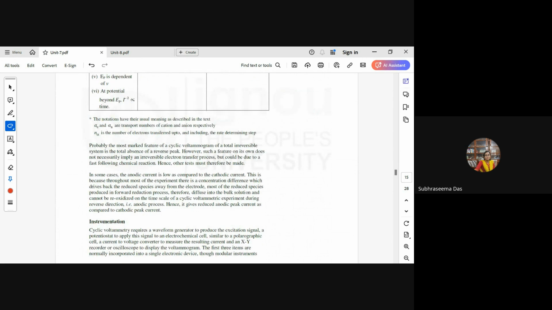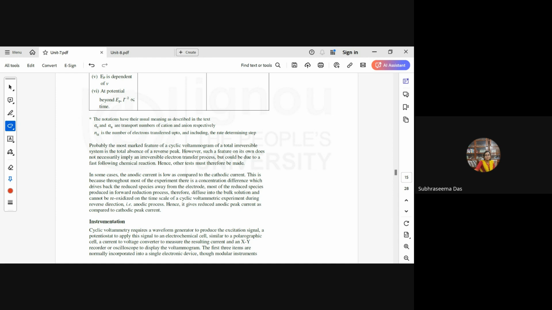Now the most marked feature of a cyclic voltammogram that we have observed in a totally irreversible system is the total absence of a reverse peak. However, such a peak does not disappear on its own, therefore it could be due to the presence of some fast chemical reaction. Hence, to actually gain inside knowledge about the redox reactions, apart from CV, other processes need to be studied.